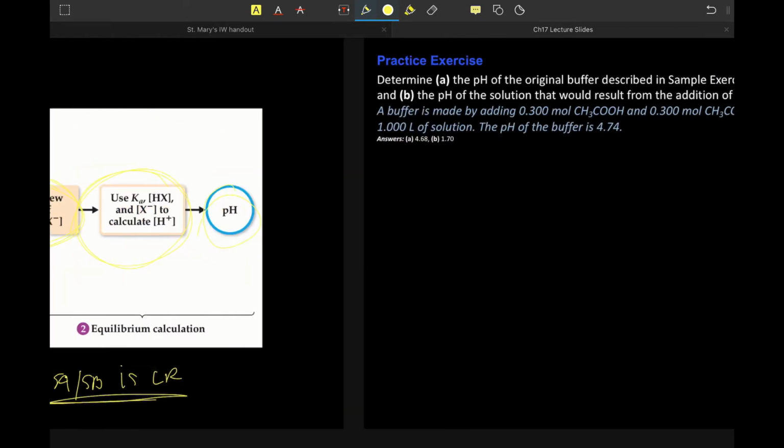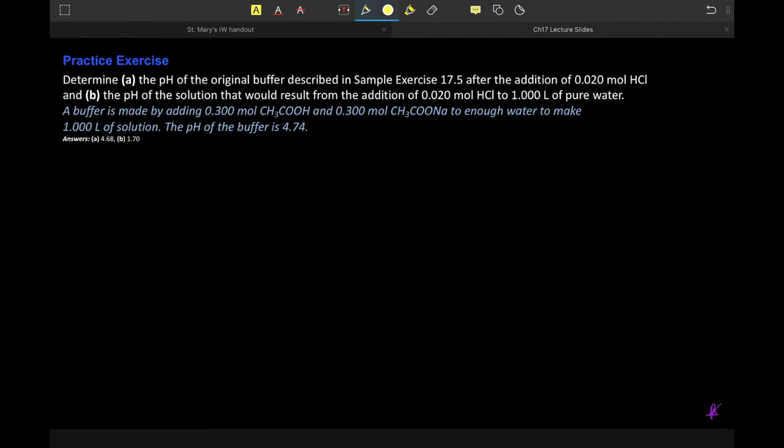All right, so let's read a problem and do it. So it says, determine the pH of the original buffer described in the sample after the addition of some acid, okay? So basically we are going to add some acid and we want to know the resulting concentration, okay? Now, let's talk about why this math is more thoughtful. Let's just solve it and then we'll do a comparison. So we have this many moles of that and this many moles of that in my water, right? And that's what we're adding our HCl to, right?